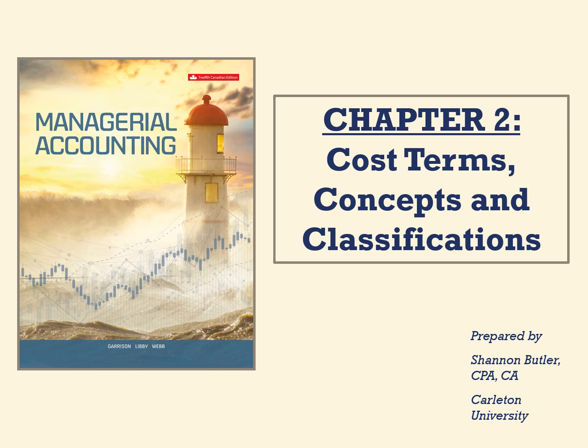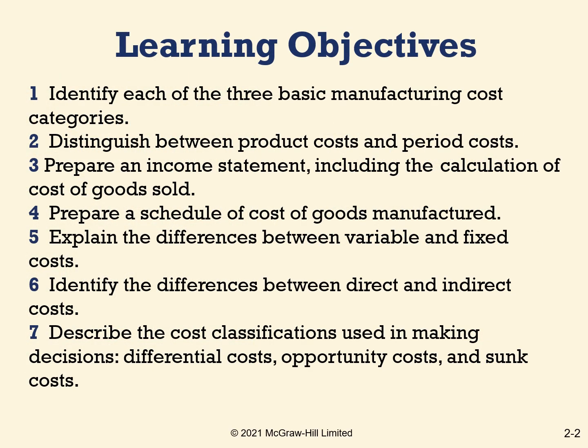So with all that said, we're going to be looking at chapter 2 today: cost terms, concepts, and classifications. The learning objectives for this chapter are: 1, identify each of the 3 basic manufacturing cost categories. 2, distinguish between product costs and period costs. 3, prepare an income statement including the calculation of cost of goods sold. 4, prepare a schedule of cost of goods manufactured. 5, explain the differences between variable and fixed costs. 6, identify the differences between direct and indirect costs. And 7, describe the cost classifications used in making decisions, such as differential costs, opportunity costs, and sunk costs.